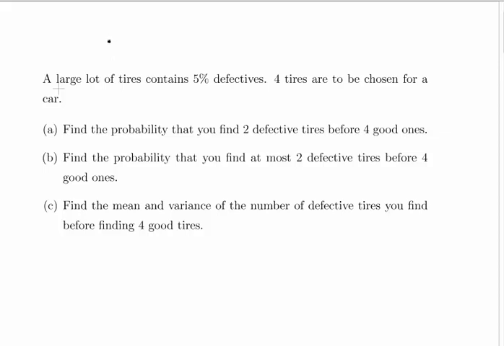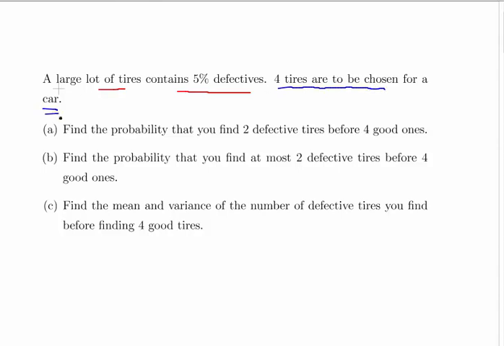Okay, in this presentation we are going to look at the negative binomial distribution. So we have a question here. A large lot of tires, like car tires, contains 5% defective. So 5% of the tires in this car tire collection are defective. So essentially what we want to do is select 4 tires. So 4 tires are to be chosen at random for a car.